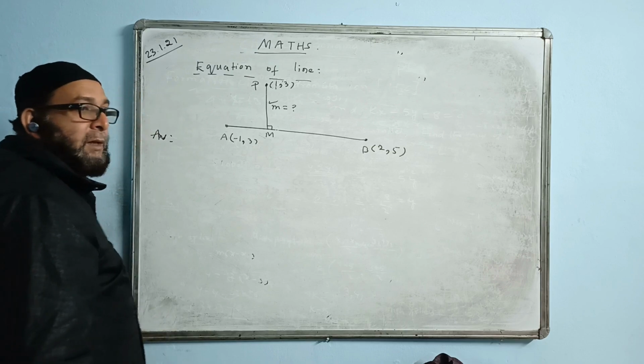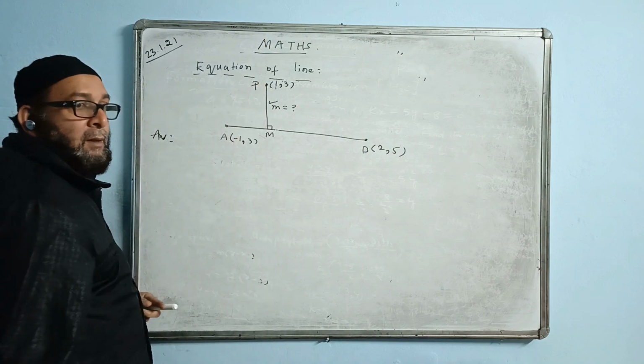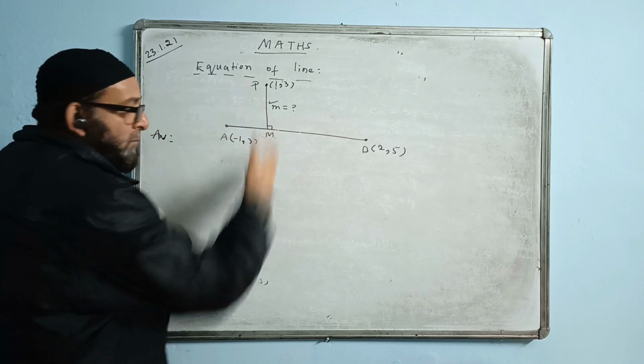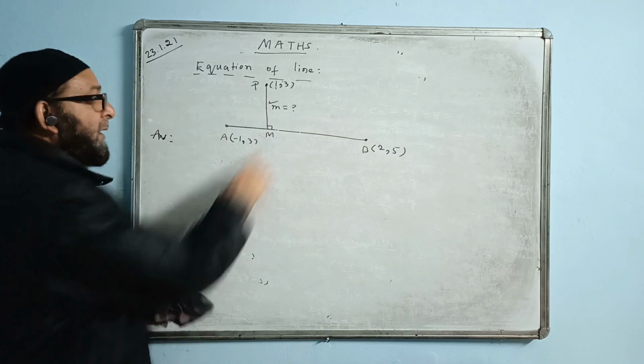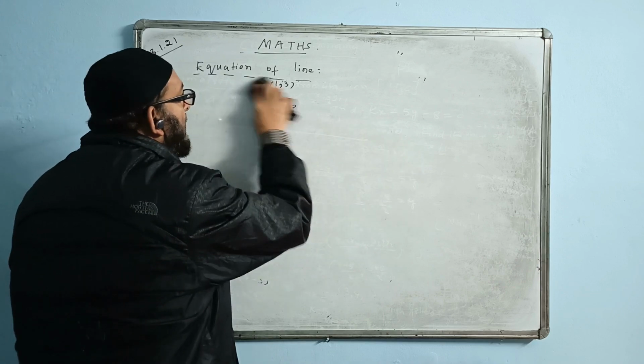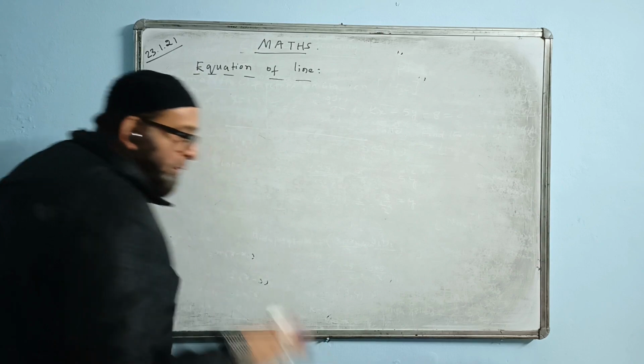What is the difference between perpendicular drop and perpendicular bisector? In a bisector, it will not be this point. A bisector is a line that exactly divides into 2 equal parts. That is, the point M will be the midpoint. For a perpendicular drop, it can be anywhere on the line. It is not necessary to be exactly the midpoint of the line.